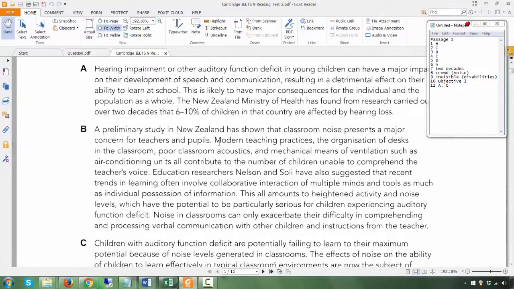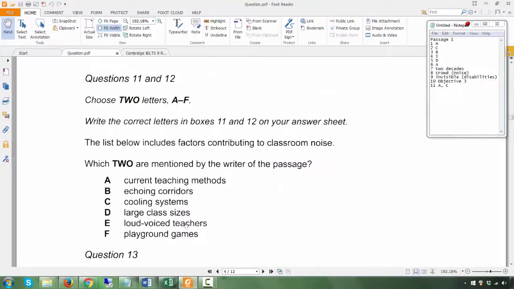Here, modern teaching practices. Okay, so that is it. Current, modern teaching practices, methods. Okay, and the next one is C, cooling systems.